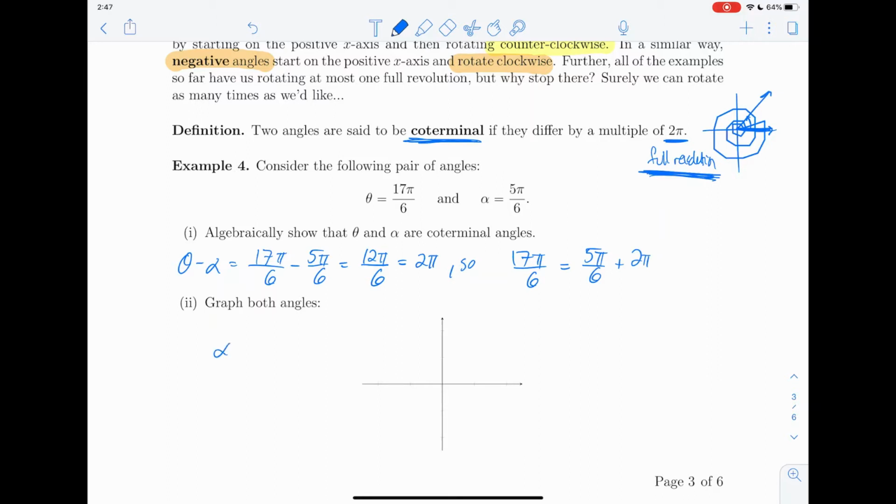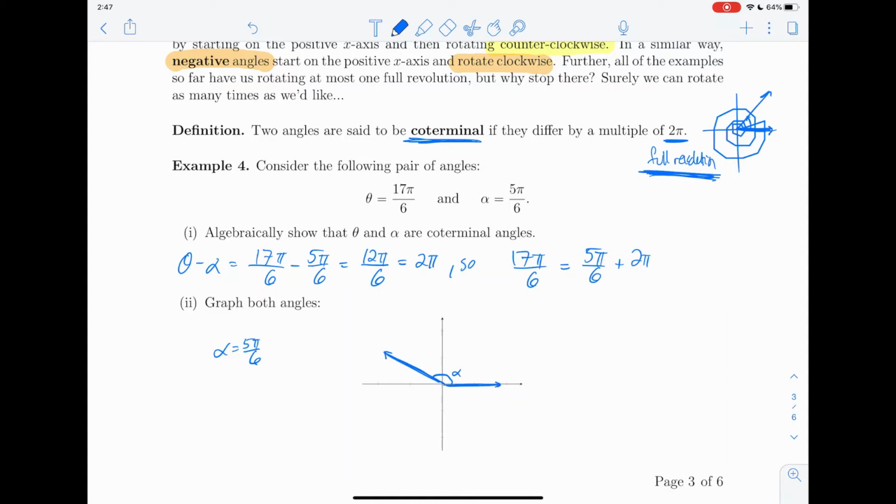So what this means graphically is that if I wanted to draw, say, alpha equal to 5 pi over 6, it might look something like this. I'm going to start pointing in the eastward direction. I'm going to end up pointing somewhere over here. That's 5 pi over 6. And this is the angle in question. This is alpha, 5 pi over 6.